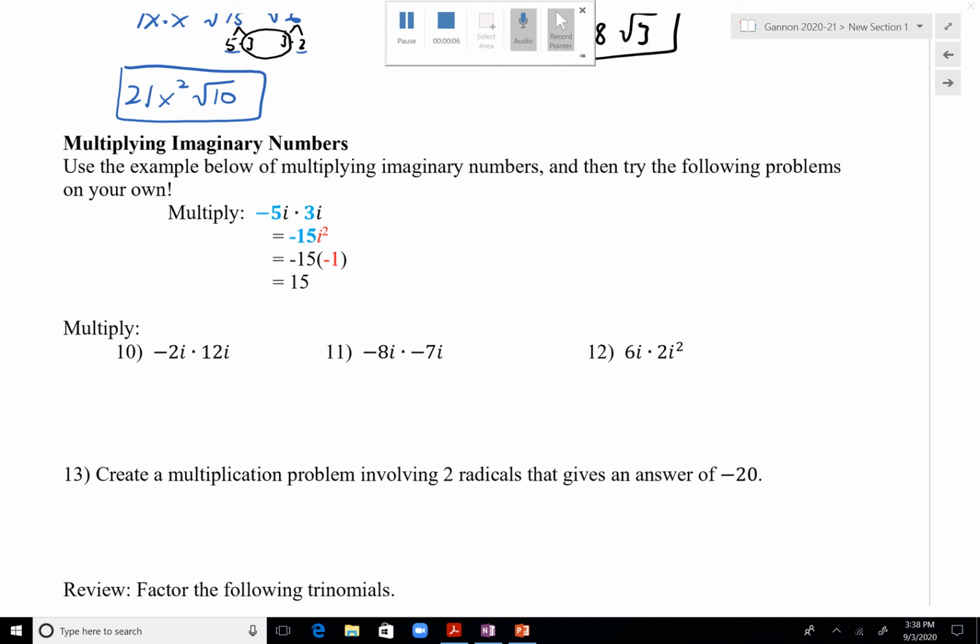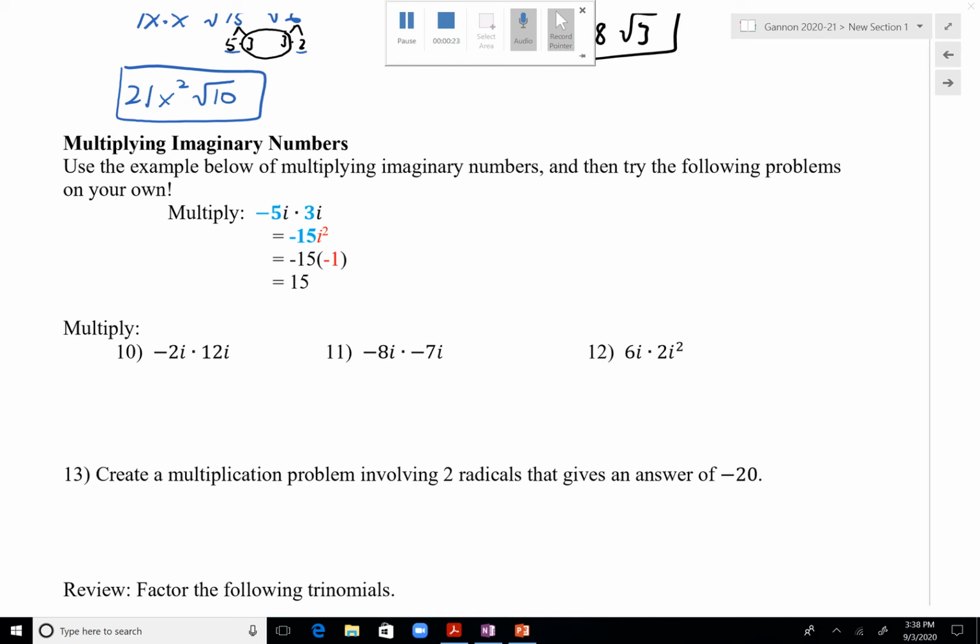We're going to pick up where part 2 left off, and really we're going to focus on multiplying imaginary numbers. So it says use the example below of multiplying imaginary numbers and then try the following problems. We have one example that says negative 5i times 3i.